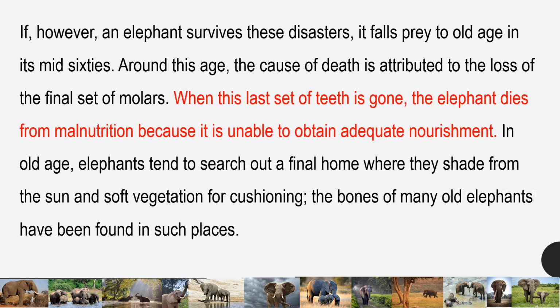This is paragraph 2. Let's focus on the sentence in red. When this last set of teeth is gone, ketika seperangkat giginya yang terakhir hilang, the elephant dies from malnutrition because it is unable to obtain adequate nourishment. Gajah tersebut mati karena kekurangan gizi sebab tidak mampu lagi mendapatkan makanan yang cukup. Tidak mampu lagi mendapatkan makanan yang cukup artinya tidak bisa makan lagi.